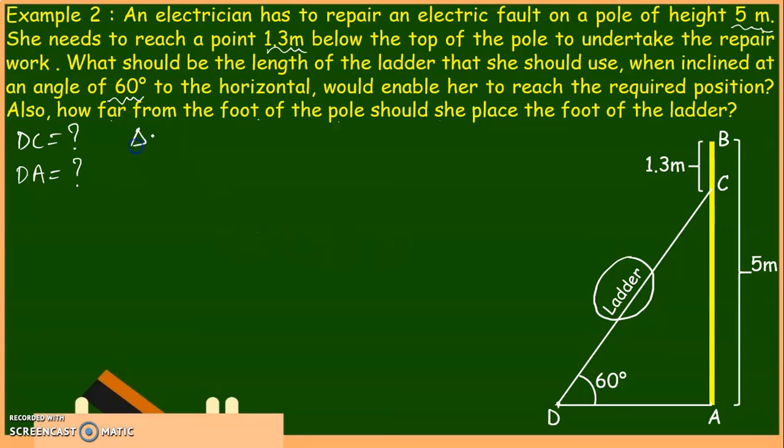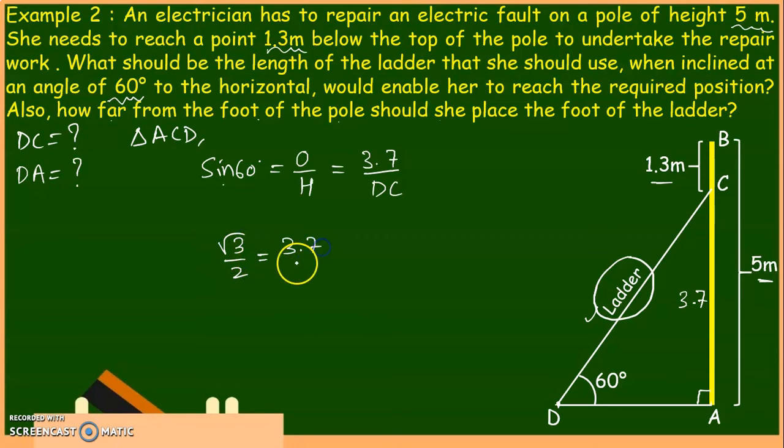So here we have the triangle ACD, which is right angled at A. The value of this side AC will be equal to 5 minus 1.3, so it will be 3.7. So here if you want to find out the length of ladder, the length of ladder becomes the hypotenuse of the triangle. So here we can use the formula for sine 60. The formula will be opposite side divided by hypotenuse. So here opposite side is 3.7 and hypotenuse, that is length of ladder, that is DC. So here we can put the value of sine 60, that is root 3 by 2, equal to 3.7 divided by DC.